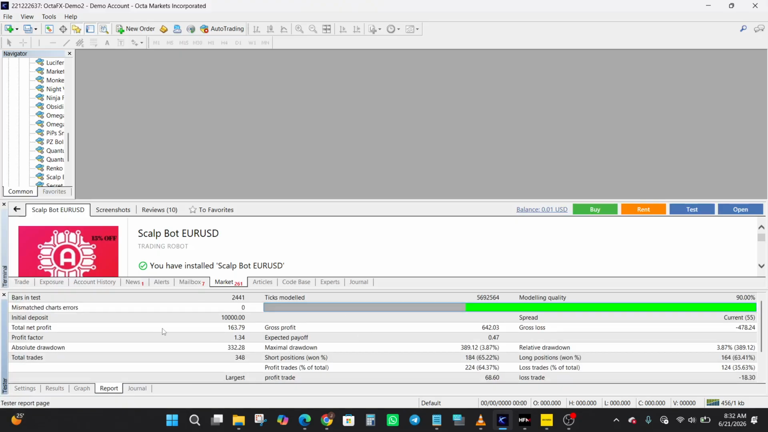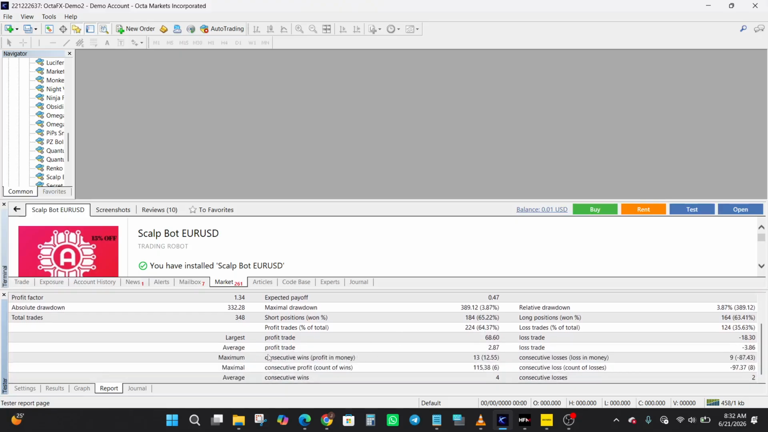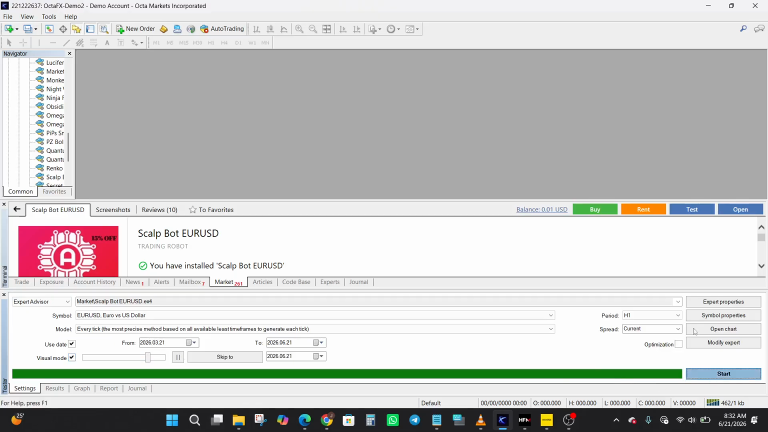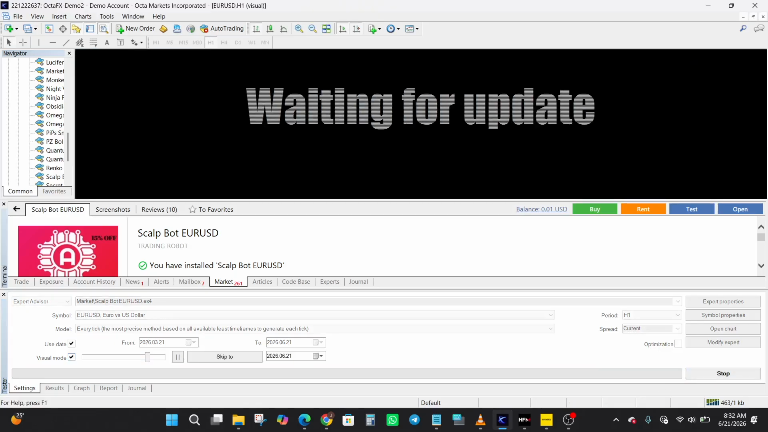From here I can see that initial deposit is $10,000 and the total net profit is 163.79, and the total trades taken were 348, out of which 224 were profitable, giving us a 64.37% win rate. In this case, the largest profit was 68.6, largest loss was 18.3, average profit 2.87, and the average loss was 3.86. So this tells me that the average risk to reward ratio was bad because the average loss was bigger than the average profit. But then let's turn on the visual so that we can also see the EA in action.